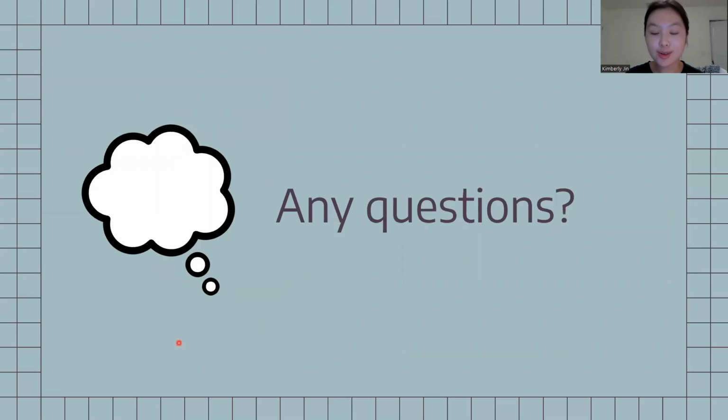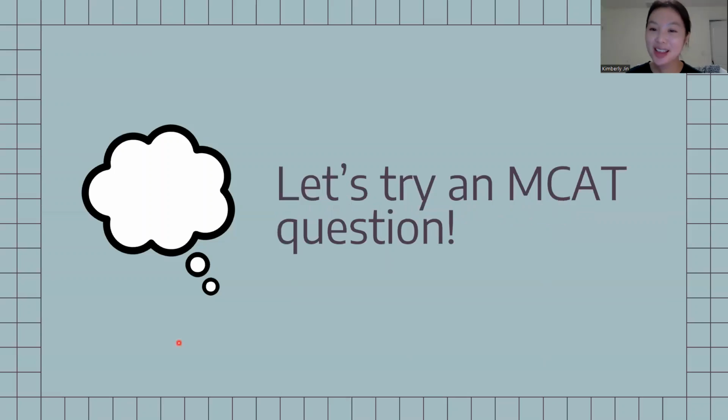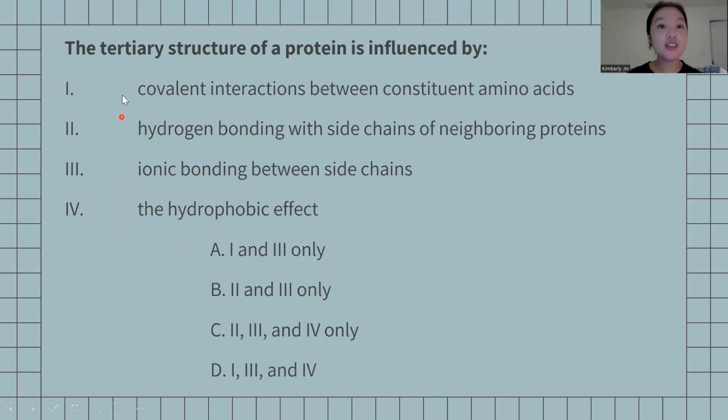All right, normally I would pause here for any questions, but because it's the demo, we can dive right into the MCAT question. So here's the question. The tertiary structure of a protein is influenced by, here are options, here are answers.